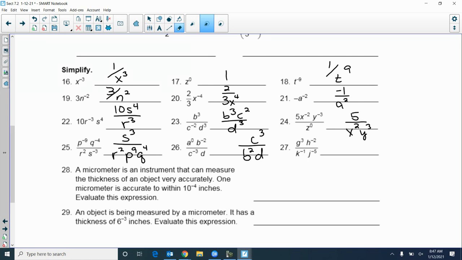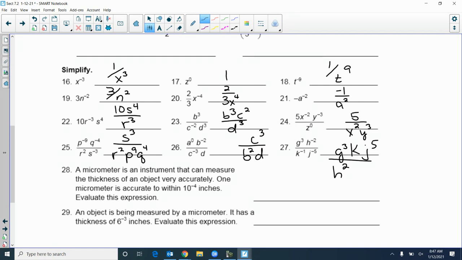And 27, Christiana. Put the J to the 5th up top. Okay, because J to the -5th's in the bottom, kick it up to the top. You can have 3 terms in the top, 1 in the bottom. Doesn't have to be like equal. Don't think it has to be. Just make sure everything's a positive exponent when we're done.